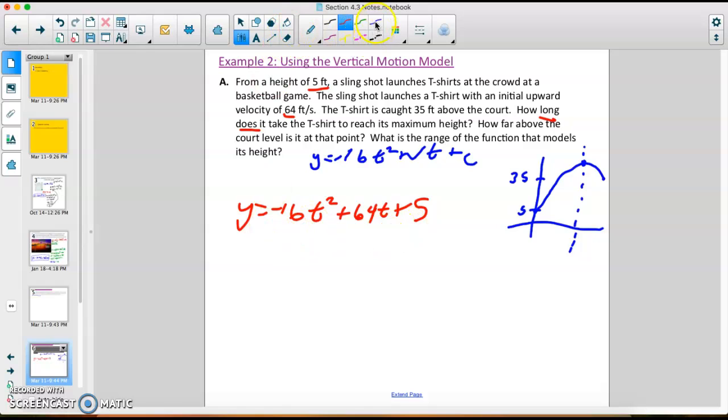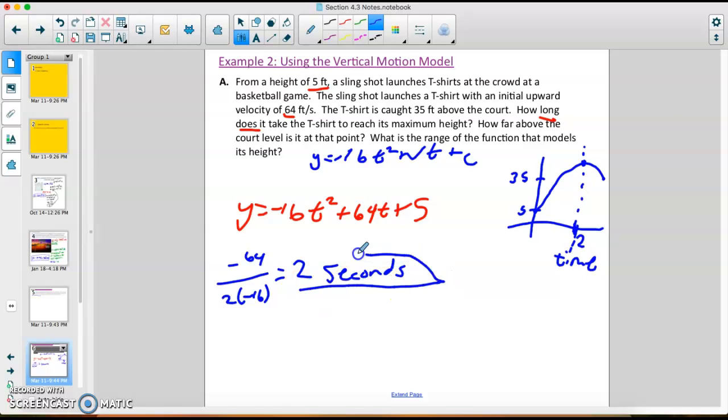Okay, so now in order to find this axis of symmetry, we need to do negative b, so negative 64 over 2a, so 2 times negative 16, and that gets us negative 64 divided by negative 32, that gets us 2. And so what does that mean? Well, that means that this is going to be 2, and so if this axis is time, it took 2 seconds to get up to its maximum height.